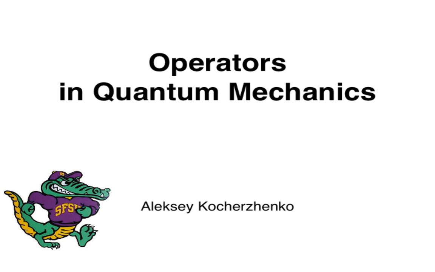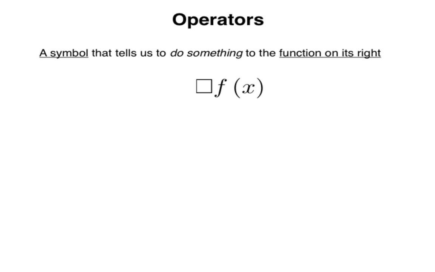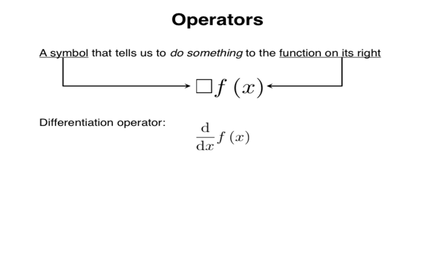Today we are going to talk about operators in quantum mechanics. An operator is a symbol, like this square here, that tells us to do something to the function on its right. This symbol can be anything: a letter, a group of letters, or any typographical character. You may feel like operators are new to you, but if you have taken calculus, you have seen some already.